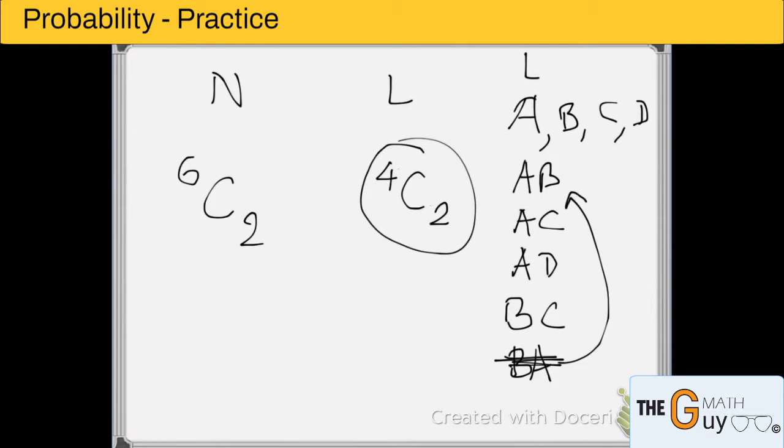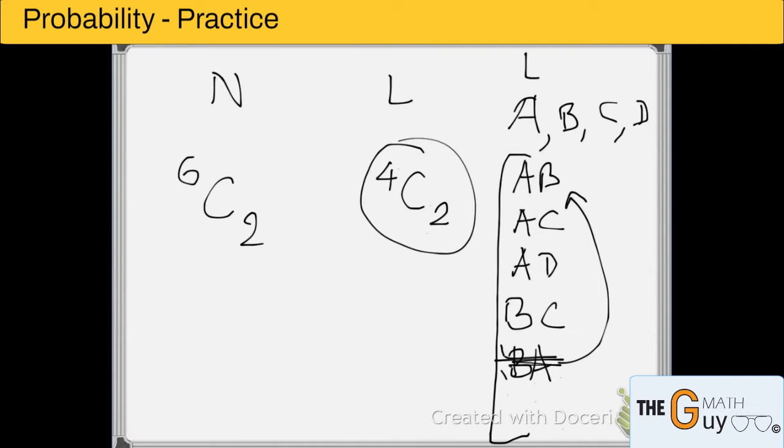So order is not a factor in the choosing formula. You don't care about order, you just want to choose 2 people. So choosing BA or AB is the same thing, and so on. 4 choose 2 gives me the total number of ways, without listing them down.